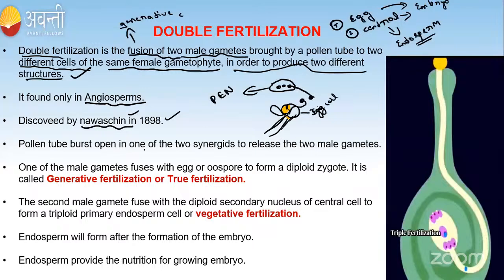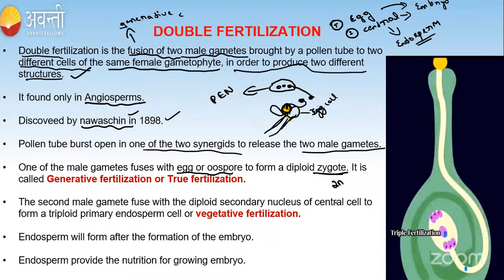The pollen tube bursts open in one of the two synergids and releases the two male gametes. Now, one of the male gametes fuses with the egg, right? Now, it is going to form the zygote. You all know that the zygote is diploid in nature.